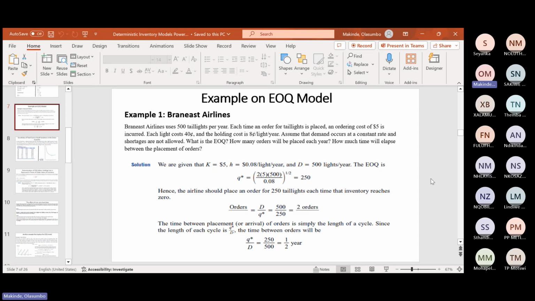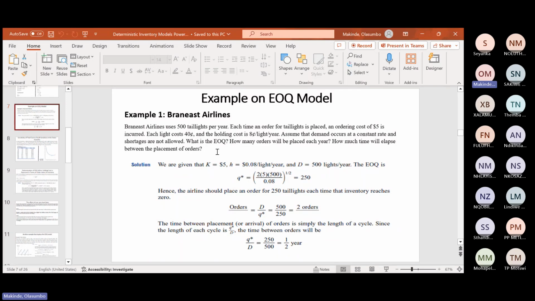And we have seen the annual demand being D, which is 500. They said, assume that the demand occurs at a constant rate. You can see this is one of the assumptions of the EOQ model. And shortages are not allowed. And it's also assumed here that the lead time is 0. So already you can see that this is an EOQ problem.